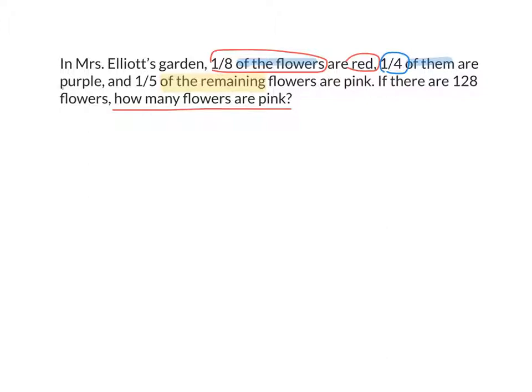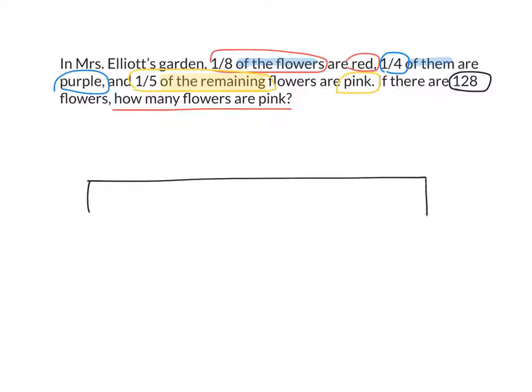1/4 of them are purple. And 1/5 of the remaining are pink. We also need to know that all together there are 128 flowers. Okay, I'm going to show you now why those words "of the remaining" are so important. Let's draw a tape diagram.